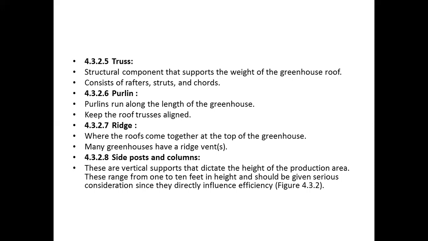Okay, then side posts and columns, these are vertical supports that dictate the height of the production area. These range from 1 to 10 feet in height and should be given serious consideration since they directly influence efficiency. So side posts or columns, we all know what columns are. They play an important role in supporting the structure, or in this case we can say the roof truss or the structure. Okay, also these need to be efficient so as to withstand the whole structure.